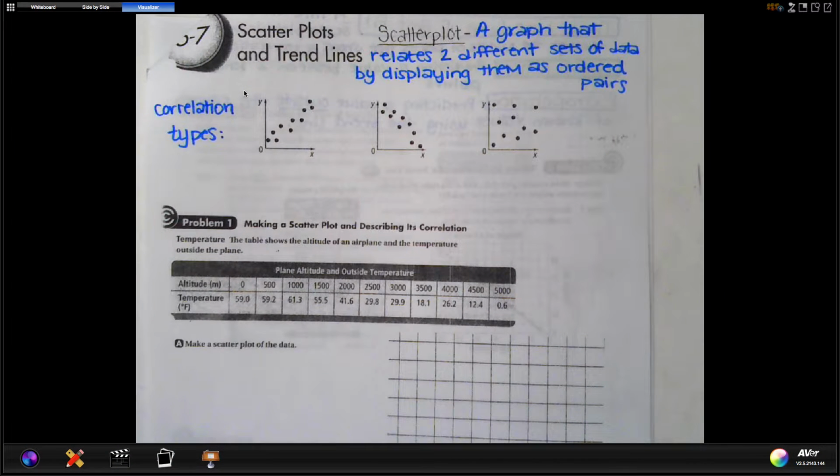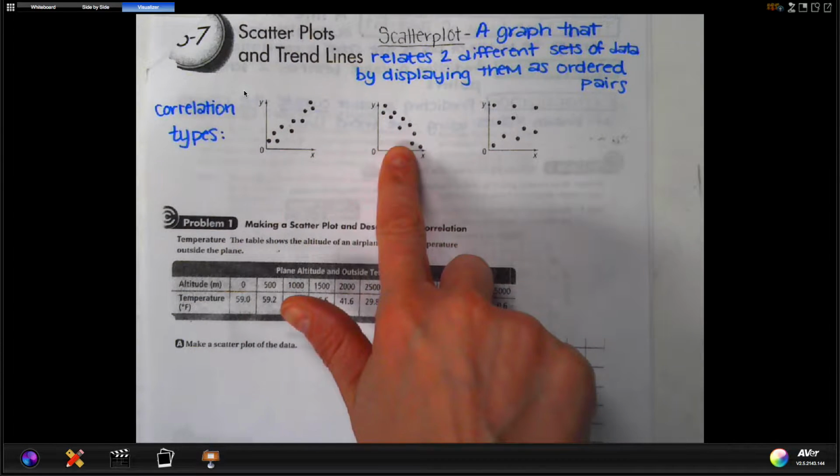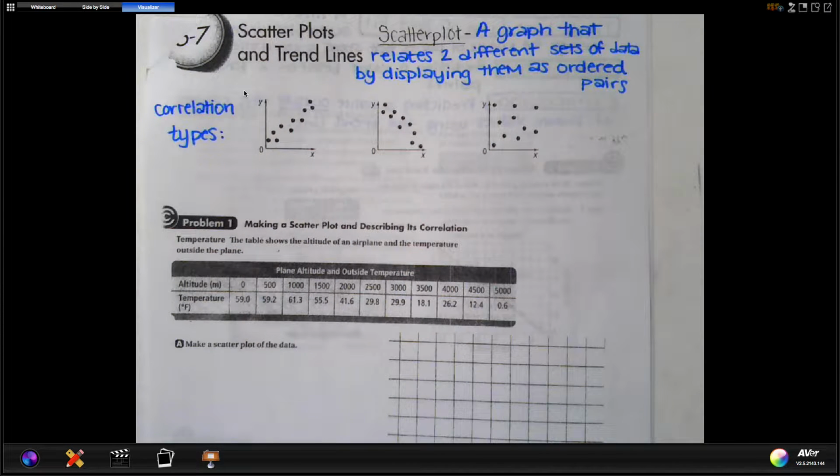So today we're going to start by talking about a scatter plot, which is just a graph that relates two different sets of data by displaying them as ordered pairs. Like all the graphs that have these little dots on them, like this and this and this, those are called scatter plots because there's dots scattered all around them. Sometimes they're also called histograms, just so you know.